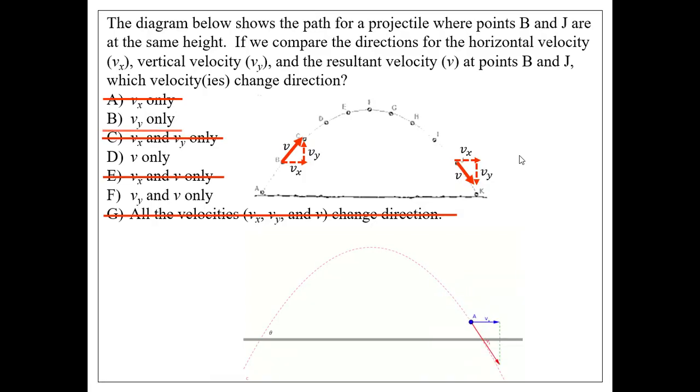So I want to cross out B because it says only Vy. Nope, Vy changed, and because Vy changed, V also changed. So I want to cross out D. It says only V changes. That's wrong. So in this case, F is your answer. As it is in flight, Vy flips, and because Vy flips, V also has to flip with it. Okay, so the answer is F.